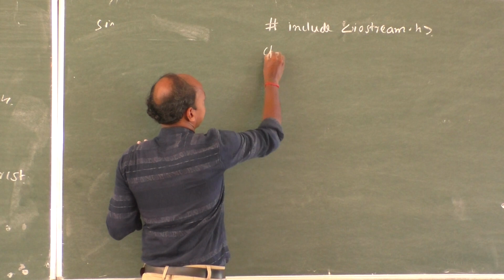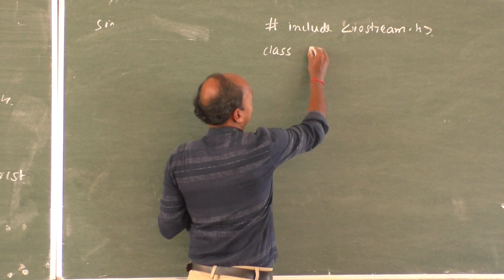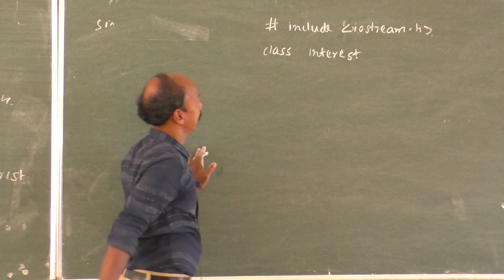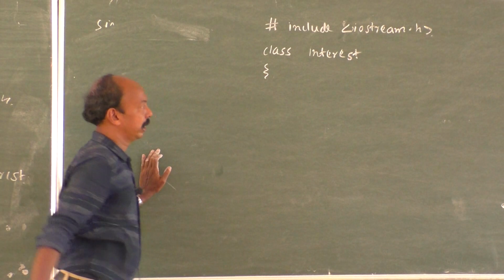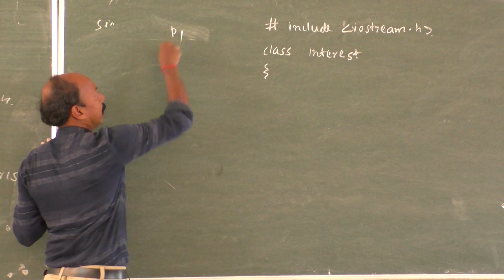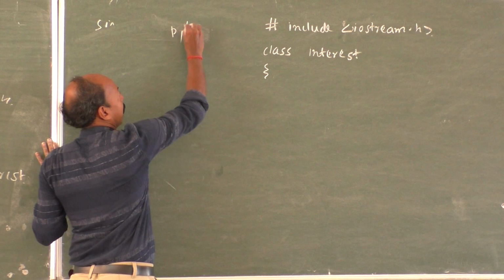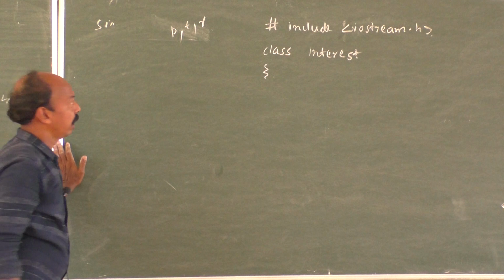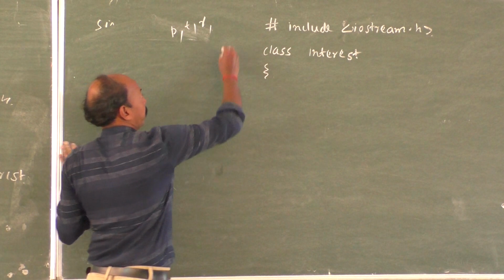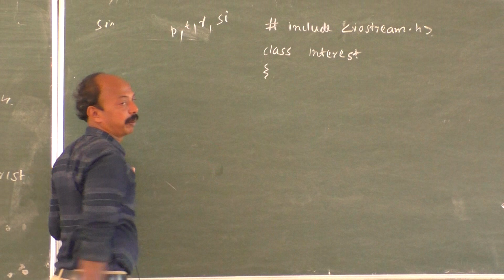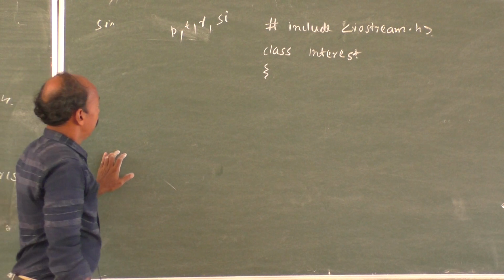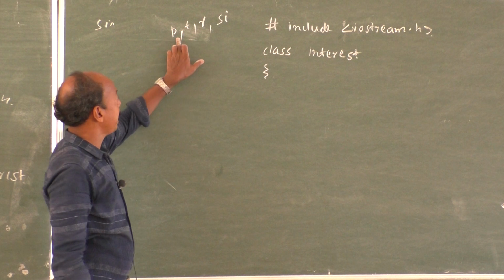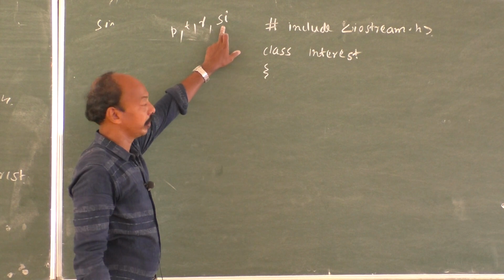Then class interest. Which are the variables that we need? One is principal, then time, then rate of interest R. What we are going to calculate? We are going to calculate simple interest. So 4 variables we need, out of which 3 are the inputs, that is P, T and R. SI we are going to calculate.